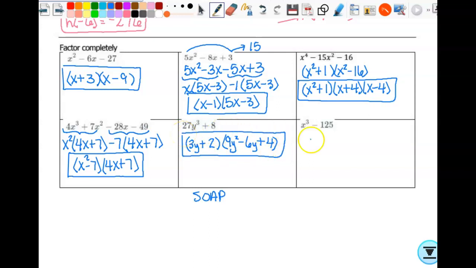Here I have a difference of cubes, so I start off with a binomial and a trinomial. And I use SOAP. Same, opposite, always positive. This would be x and 5, because those are the cube roots. And this is x squared plus 5x plus 25.